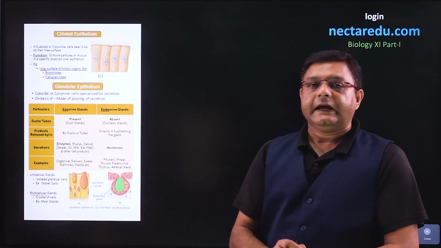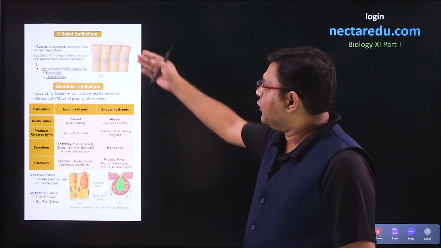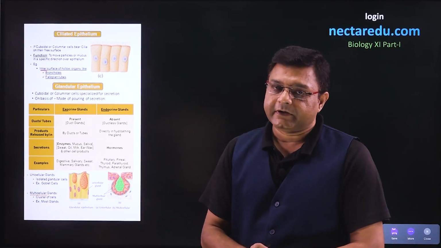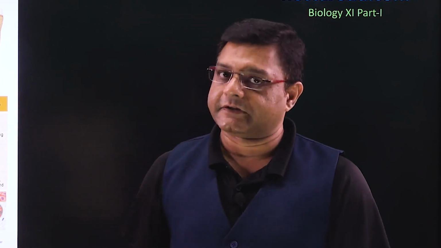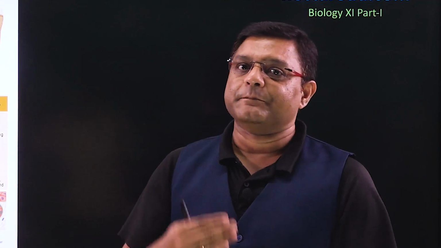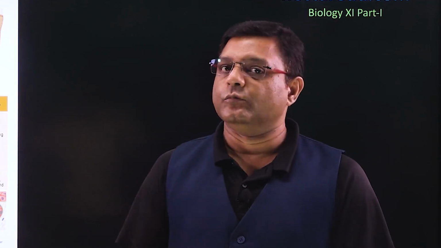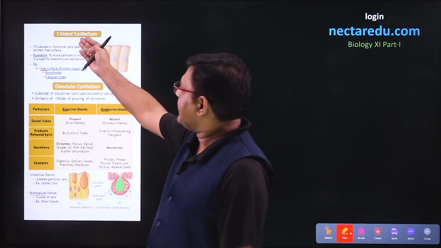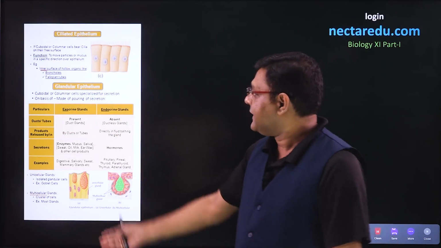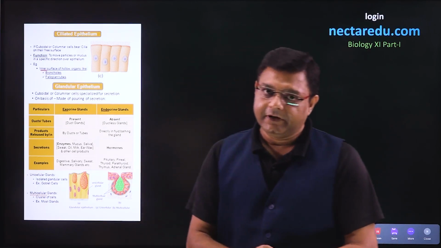Good day to all. In this particular video, we are looking into the types of simple epithelium. So, we know that simple epithelium can be divided into 5 parts. The first 3 are as per the structural modification, that is simple squamous, simple cuboidal, simple columnar. Then comes modification, that is the ciliated epithelium and the glandular epithelium.